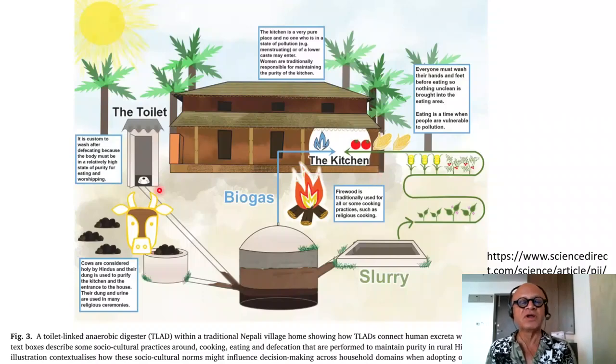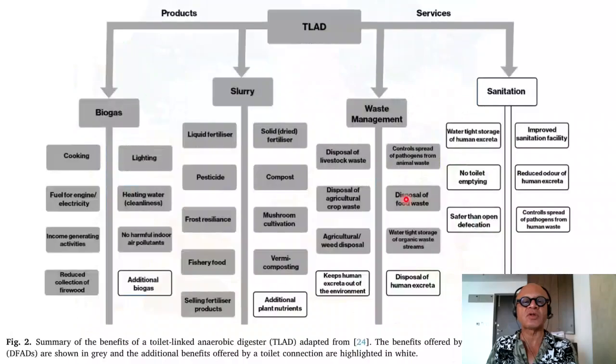and especially where there is no toilet paper, so water is used to cleanse oneself after defecation. So here we are with firewood that is traditionally used for some or all of the cooking practices such as religious cooking. So it's pretty certain that biogas will not be used for religious cooking, I suspect, but one has to see. So then the slurry acts as a fertilizer, as we talked about before.